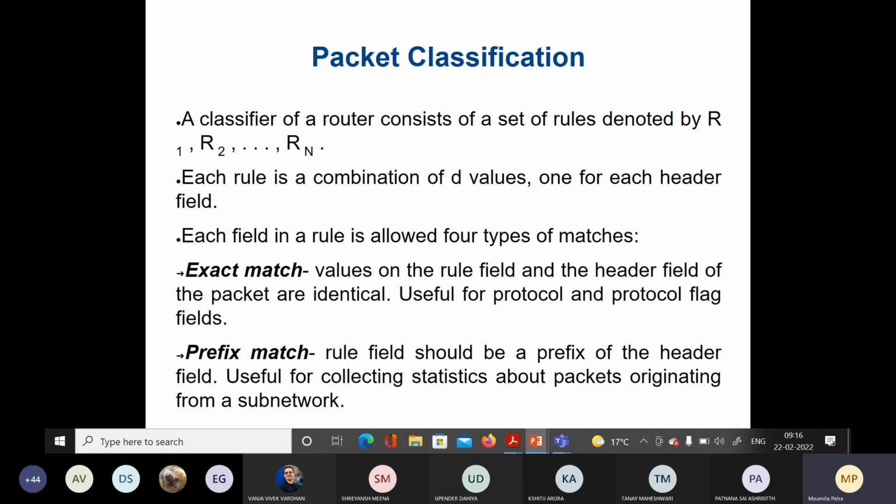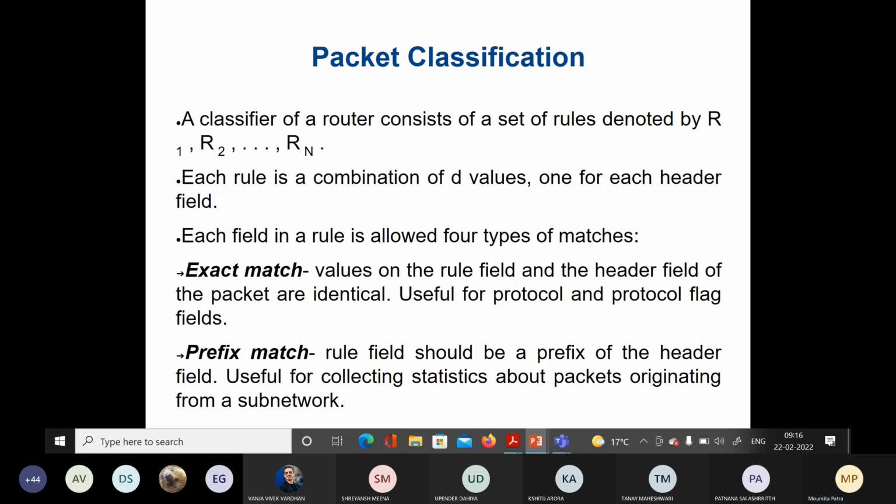So whatever is there in your header field, you check that against the values in the rule field, and whichever matches perfectly is known as the exact match. This is generally used in case of specifying the protocols or protocol flag fields. There you need to have an exact match for the rule field. So this is one way of matching.